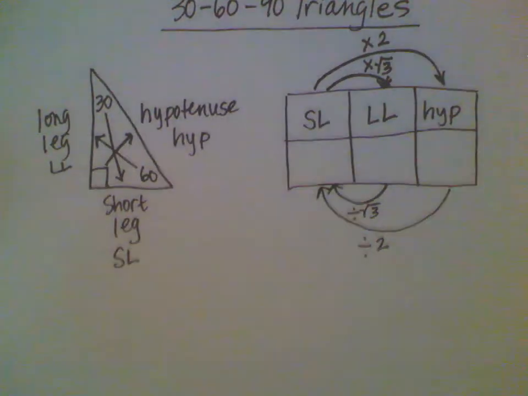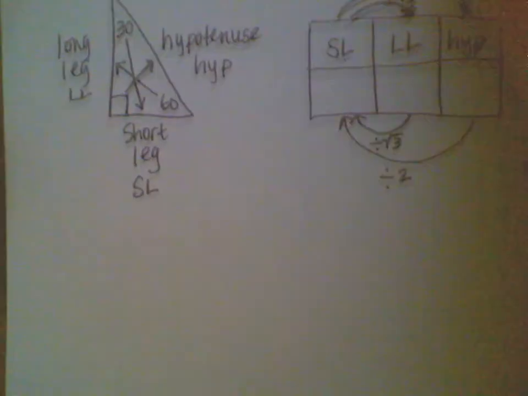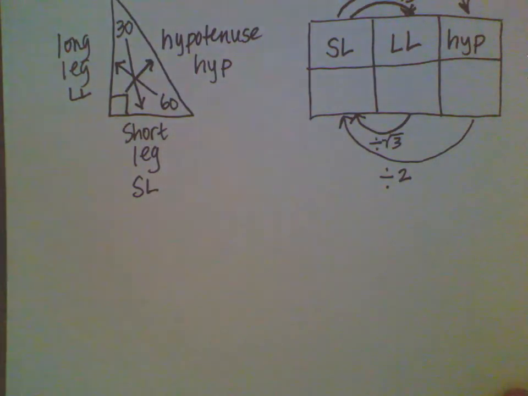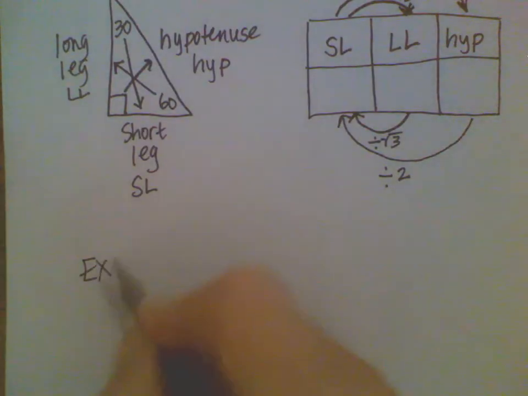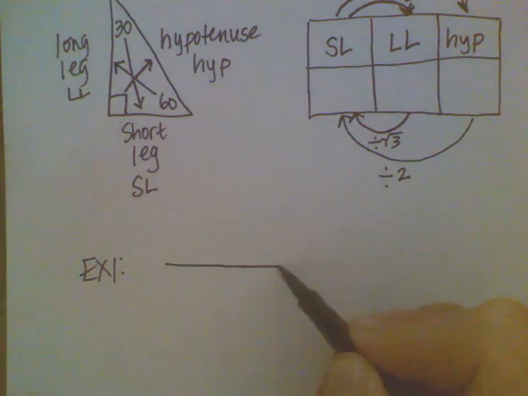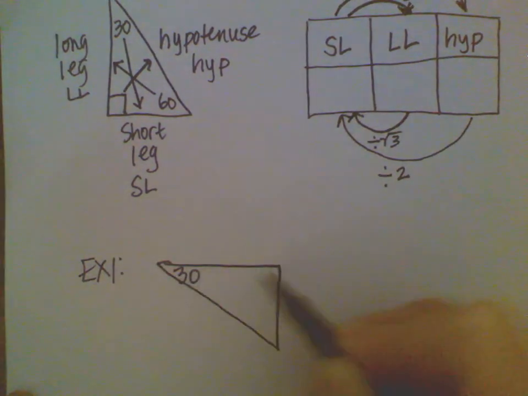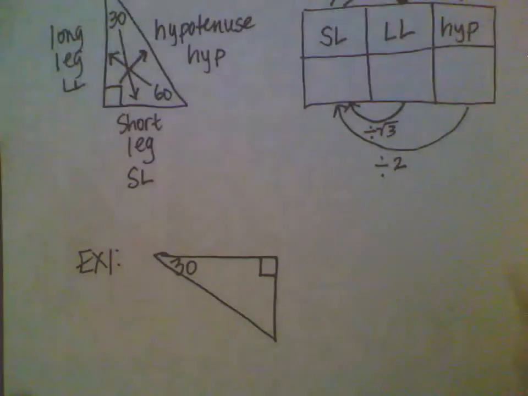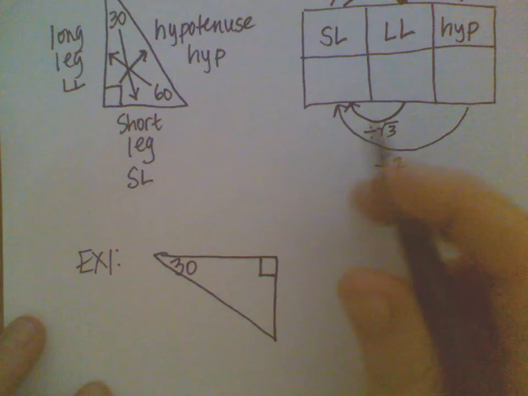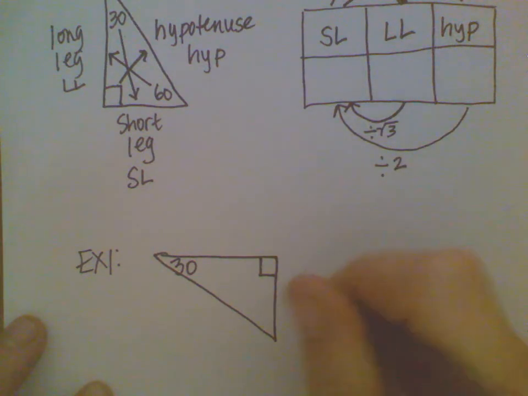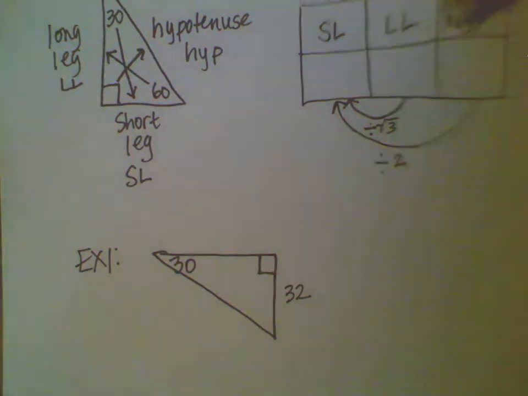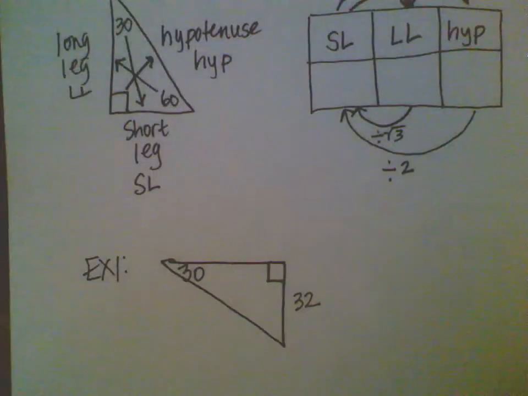So let's see it in action. We'll probably run through 3 of these today, one where we're given each scenario. So for example 1, I'm going to draw my triangle a little bit different. I'll label this as 30. Here's my right angle. And we'll start with the one I like the best, and that is knowing the short leg. And so let's say I know the short leg is, let's go with 32. Just kind of made up a number. It doesn't really matter. I'm just putting something in there so we can work through the process.